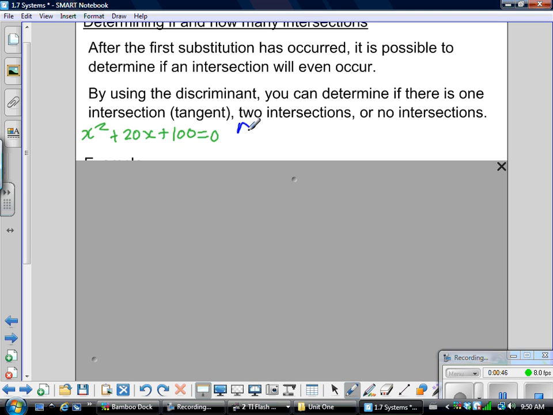So my D here, if I actually calculated it, so this is kind of an aside, would be b squared, which would be 20 squared, minus 4 times a, and you can see a here is 1, and our c is 100. And when we do that, 20 squared would be 400, and I end up with 400 minus 400, so I would have a 0 for my discriminant value.